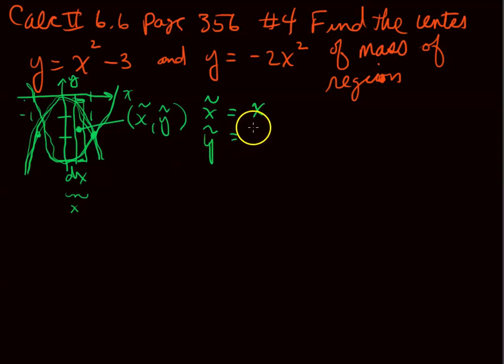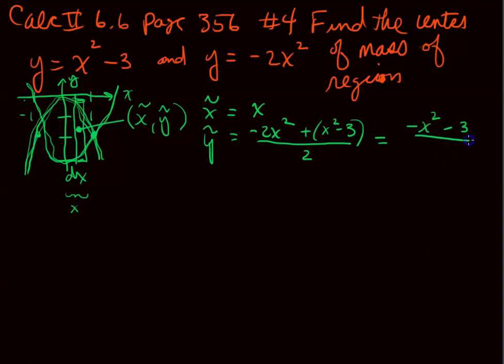So you're going to take the negative 2x squared, add the x squared minus 3, and divide that by 2 to find the center. When you add things up and divide by 2, you get negative x squared minus 3 over 2. Okay. So here's your x tilde. Here's your y tilde. So we've got those in terms of x.